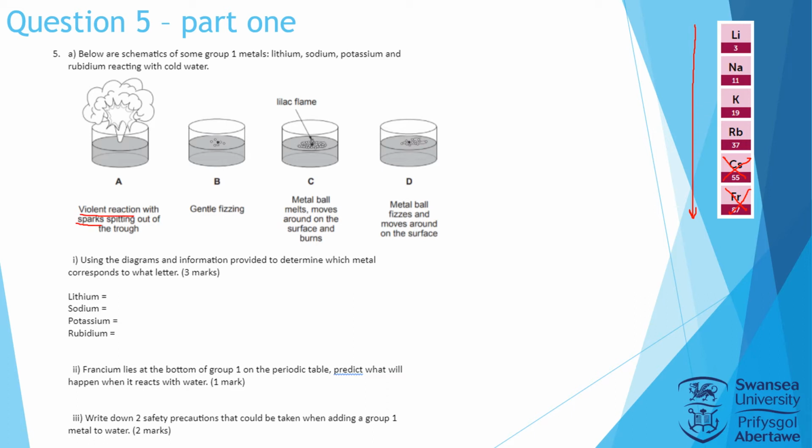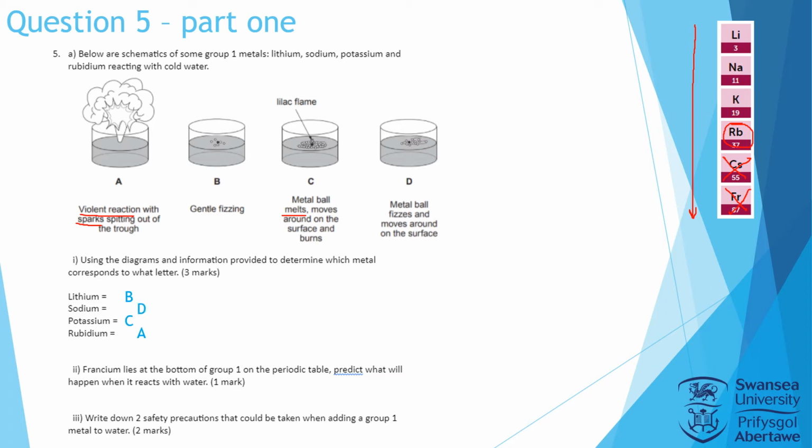So we know that this is clearly more reactive than any of the other ones. So this is going to be rubidium for A. B is gentle fizzing. We're comparing it to C and D. We've got the metal ball, because it's dropping a ball of metal, one of these, into water. So it either fizzes and moves around the surface, or it melts and moves around. But this one doesn't do either. So this is going to be the least reactive. So B is lithium. And then comparing these ones, C melts. This is the most important thing here. C melts, whereas D doesn't, which means C is going to be potassium and D is going to be sodium.